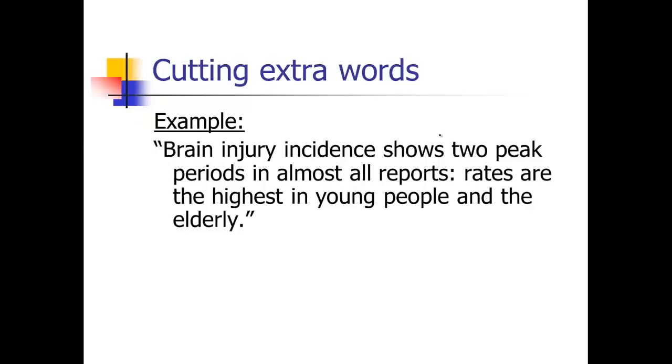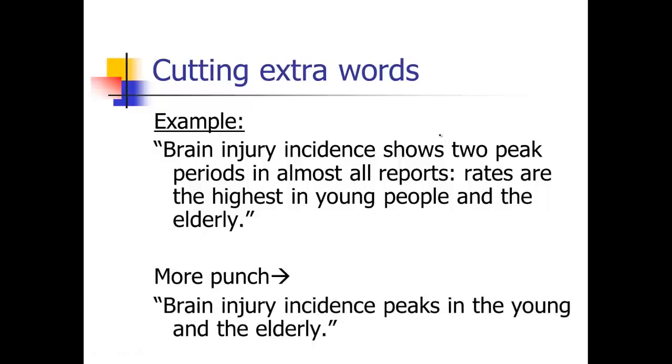So here's an example. Here's a perfectly good sentence. Brain injury incidence shows 2 peak periods in almost all reports. Rates are the highest in young people and the elderly. But compare that to the following, which has a lot more punch. Brain injury incidence peaks in the young and the elderly. See how much crisper, how much more power that second sentence has when we get rid of all the extra extraneous, unnecessary words.